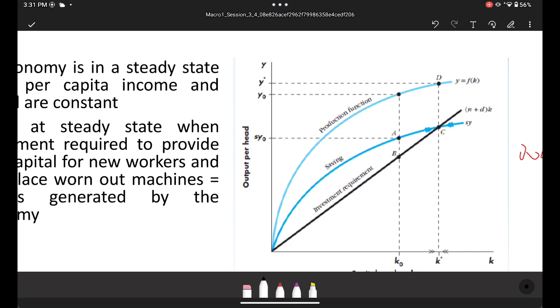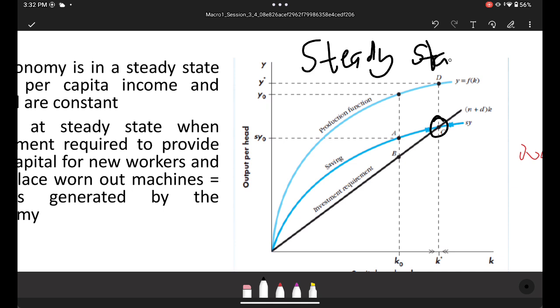If you have 1,000 rand, you're saving 100 rand, next month 200, then 300, 400, up to 900. When you get to 1,000, you can't save more. You can't save more money than you get. So obviously over here there's going to be a problem. What is this called? It's called steady state.